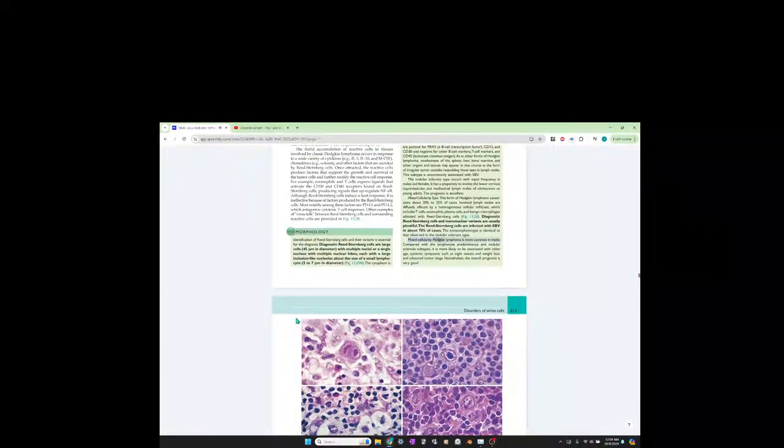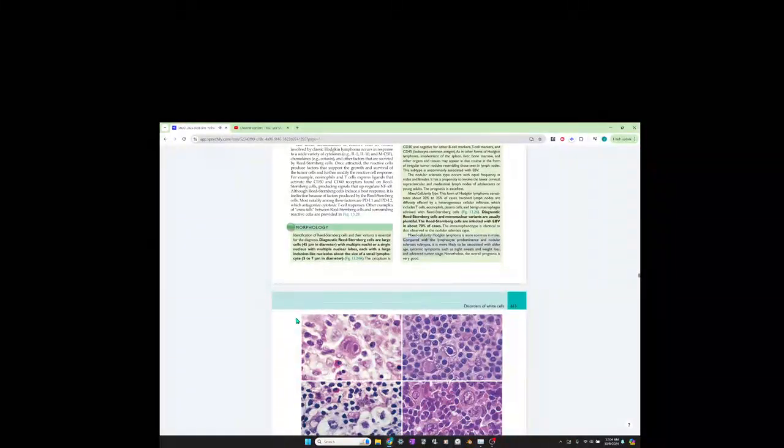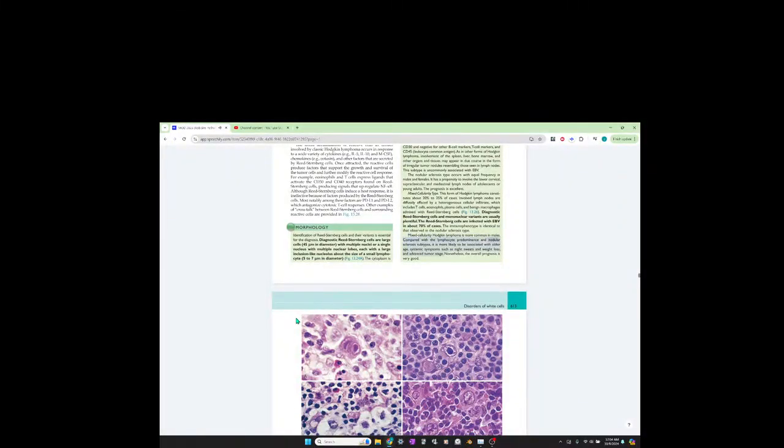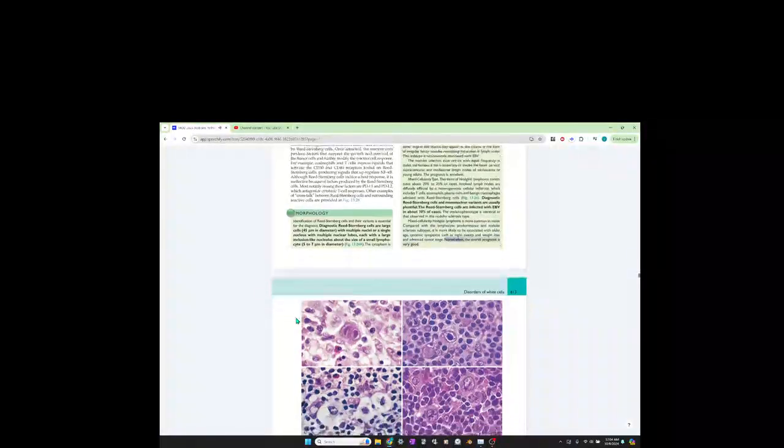Mixed cellularity Hodgkin lymphoma is more common in males. Compared with the lymphocyte predominance and nodular sclerosis subtypes, it is more likely to be associated with older age, systemic symptoms such as night sweats and weight loss, and advanced tumor stage. Nonetheless, the overall prognosis is very good.